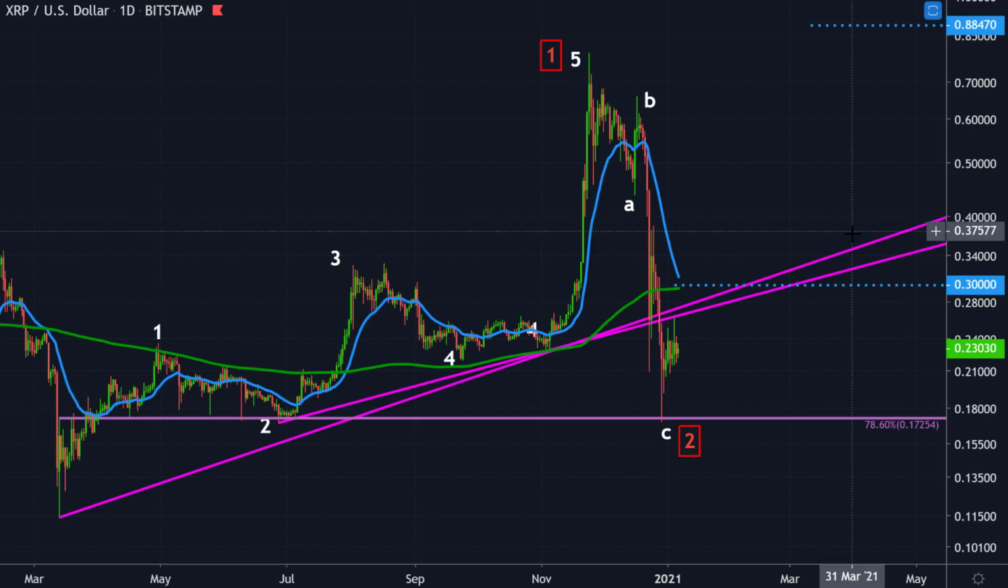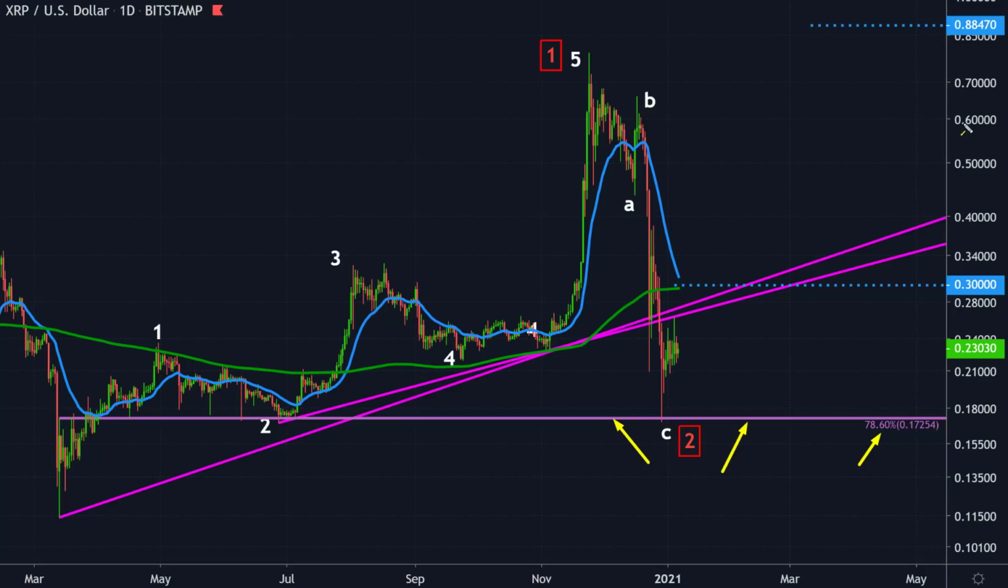However, guys, let me repeat that for now, as long as XRP protects and respects this low that it held here, this support at 0.17, at the 78.6% retracement, as long as it holds above this level, then I think there are two potentially bullish scenarios that could happen in the next few weeks and months. And I can also say that this wave 2 has likely formed and completed here at these levels.